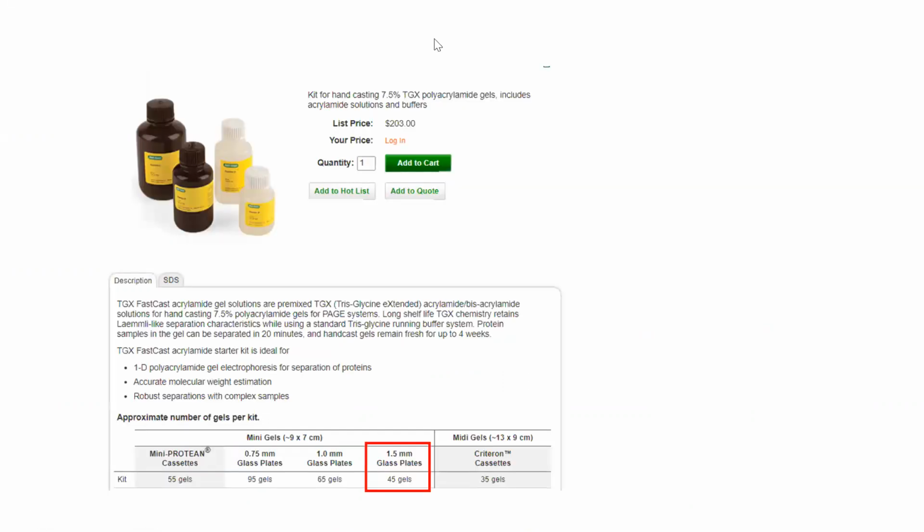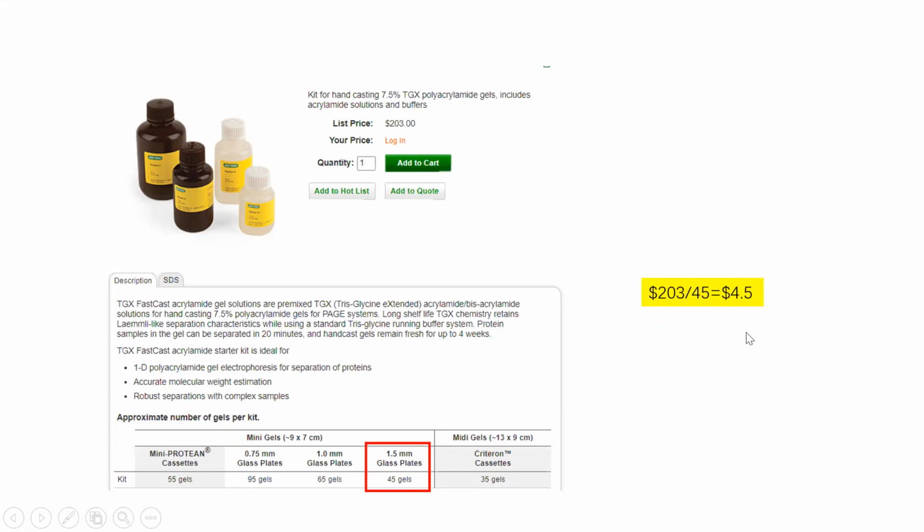Next, I checked the price of the hand cast gel. In one kit there are some bottles, and you can mix them to make the gel by hand. The kit will cost you $200. Oh my God, it's a big number for us. Normally we use the 1.5 millimeter glass plate, and it can only make 45 gels for the whole kit. So after that, one piece of gel will cost you maybe $4.5.